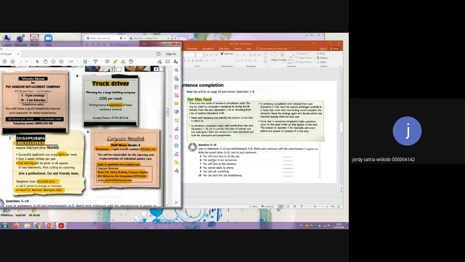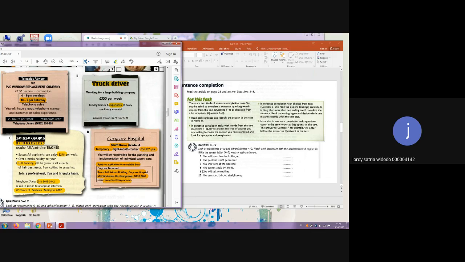Then number 7, you will work at the weekend. Let's read the whole advertisement. Then you will find out in telesales advisor. It is time here. Saturday meaning it is at the weekend. So number 7 belongs to advertisement A. You will work at the weekend.